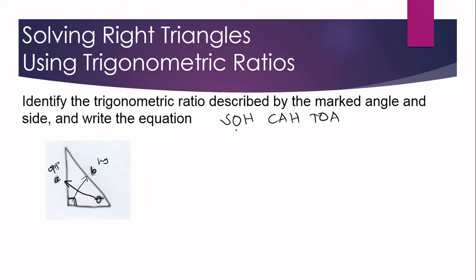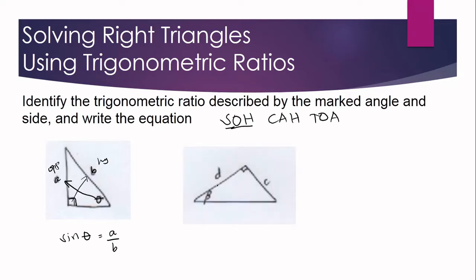So using the mnemonic SOH CAH TOA, we have the opposite and hypotenuse, meaning the ratio that we are going to use here is sine, based on the marked angle and marked sides. And of course, the equation that we can form here is sine theta is equal to the opposite side, which is side A, over the hypotenuse, which is side B. I hope you get it. Kasi yan yung importante. You should know how to identify what is the ratio to be used.